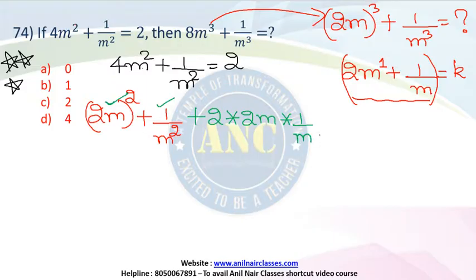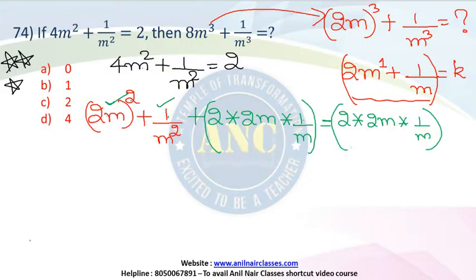A plus b whole square is a square plus b square plus 2 into a into b, and that means I have added this 2ab term on the left hand side. If I add the 2ab term on the left hand side, right hand side also I should add that 2ab term. That means right hand side also I will add that 2 into 2m into 1 by m, but along with this right hand side term whatever I added, I already have this 2 in the right hand side, so I will write that 2 as it is. I hope the equation is very, very clear for you people.